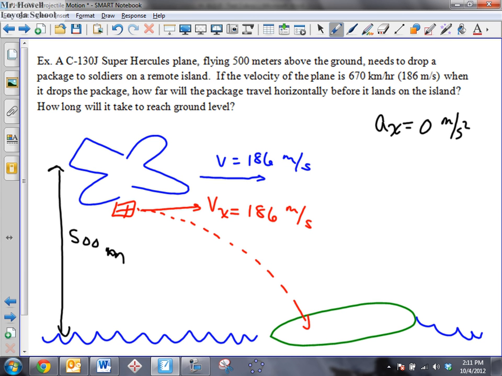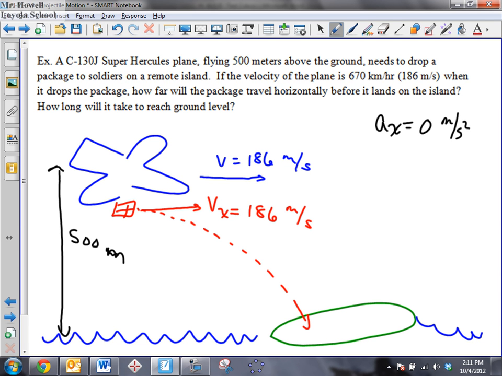If there was a rocket booster behind the package, and after it was dropped, it launched it forward, like a torpedo in a submarine, when it gets dropped in, it has a little propulsion system, that would be acceleration in the x. But these problems don't have that involved in them. We can do them, they're a little more complicated though.